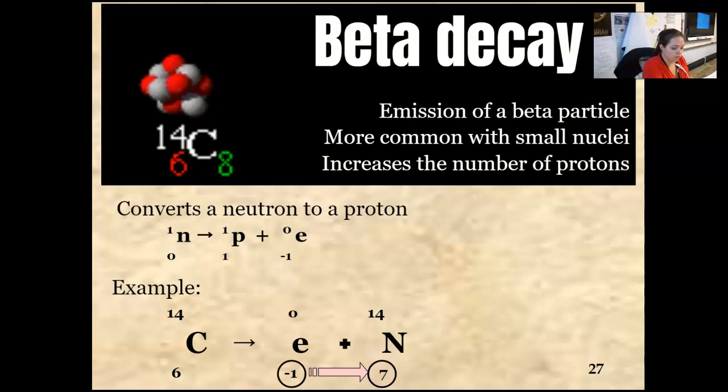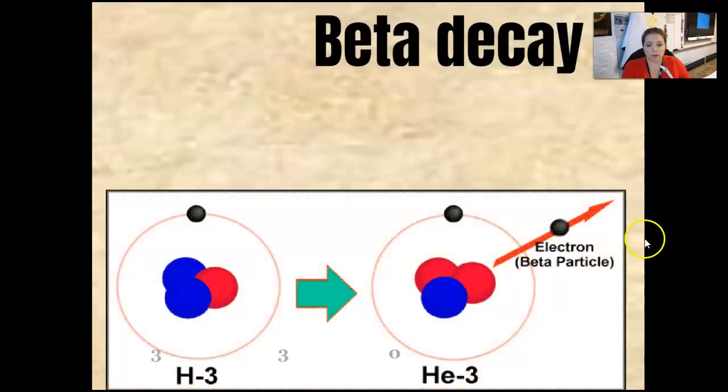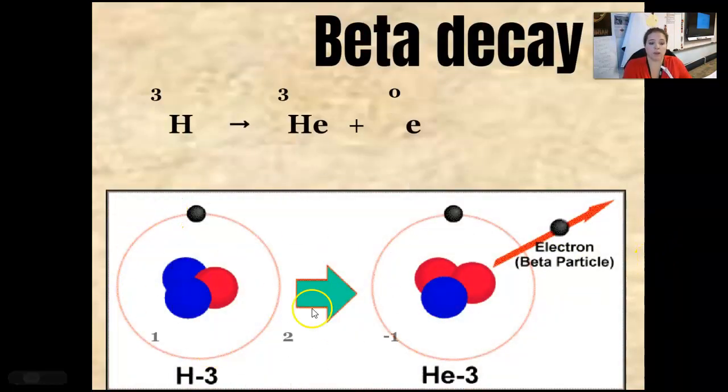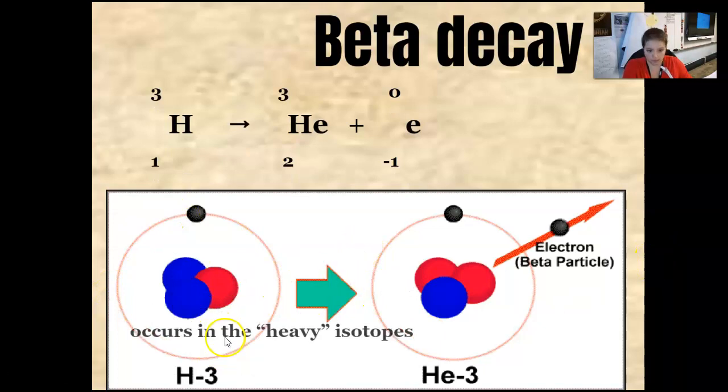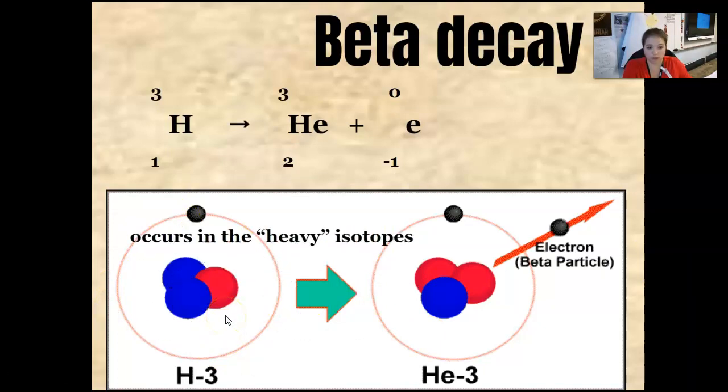And proton, or atomic number. So beta will go up with proton, increasing the proton number or atomic number. For example, if I've got this heavy isotope of hydrogen and I eject one of those electrons off of a neutron, turning it into a proton, it's going to turn into a helium isotope. All right.